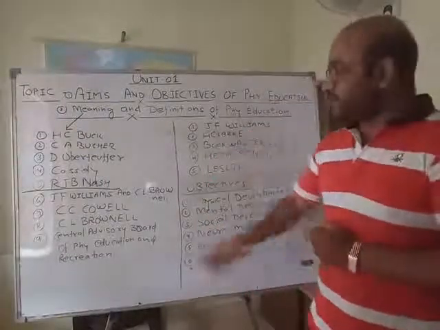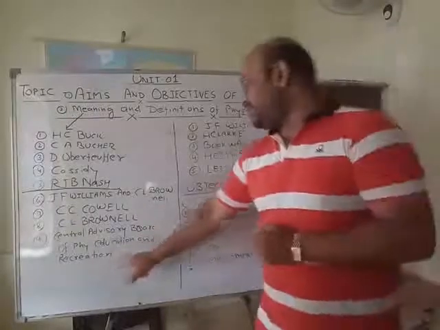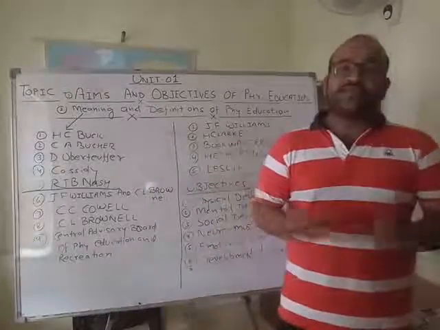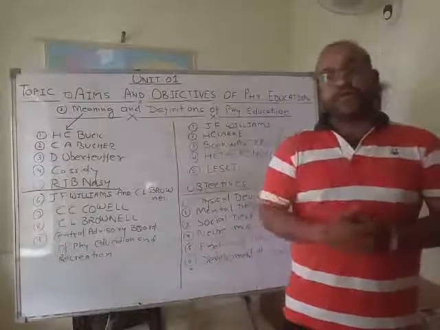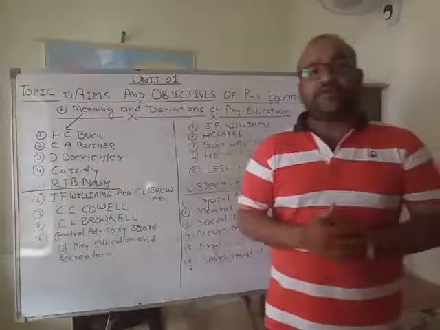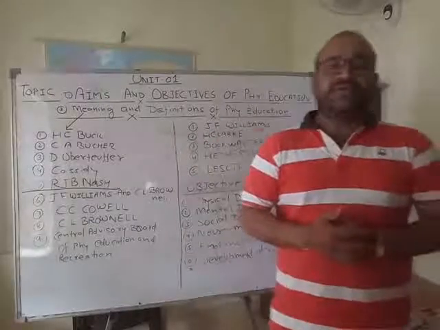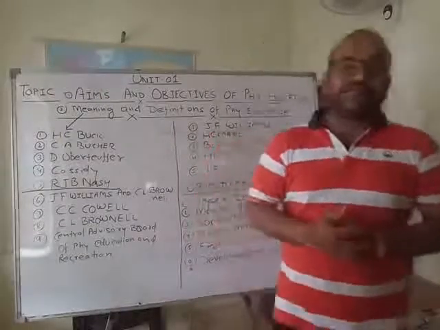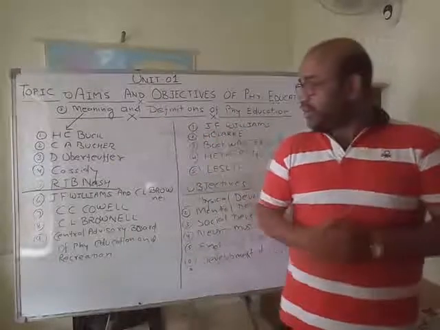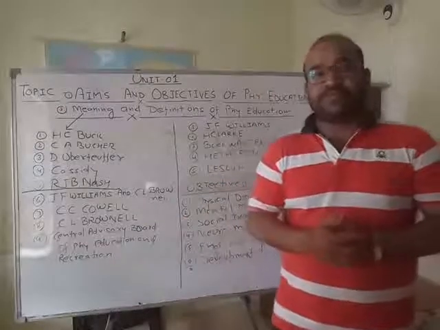The next definition is from the Central Advisory Board of Physical Education and Education. Physical education is the education through physical activity for the development of the total personality of the child, its fullness and perfectness in body, mind and spirit. Okay, this is the Central Advisory Board's definition of physical education.